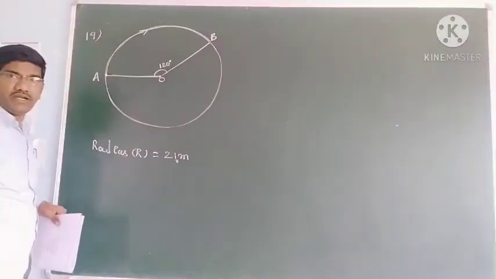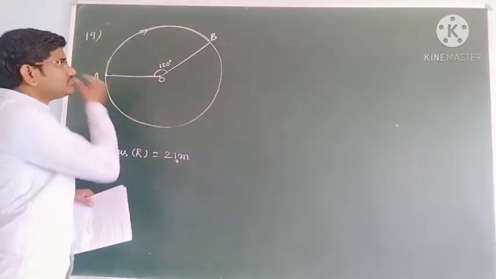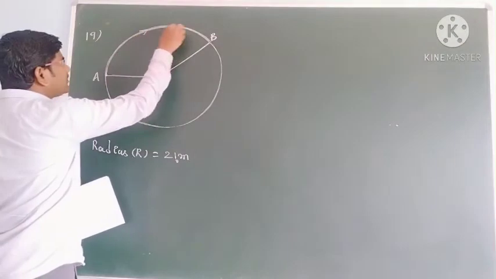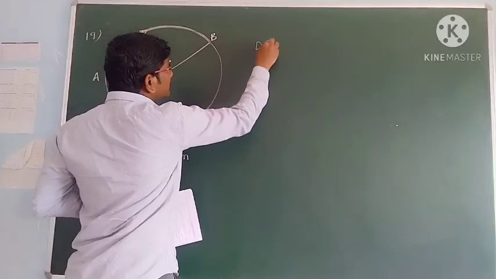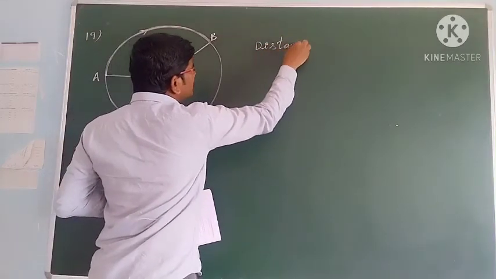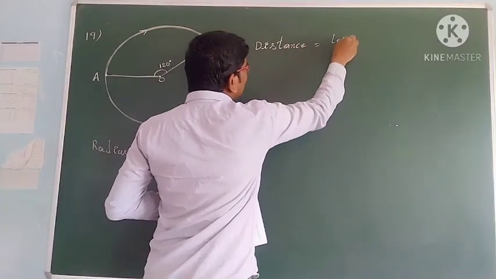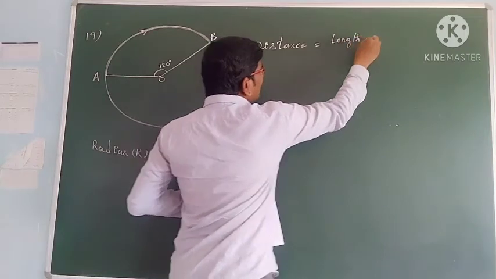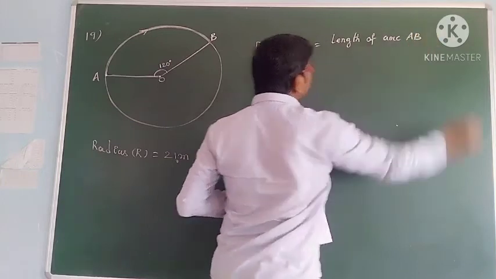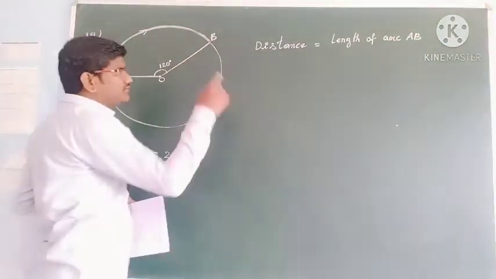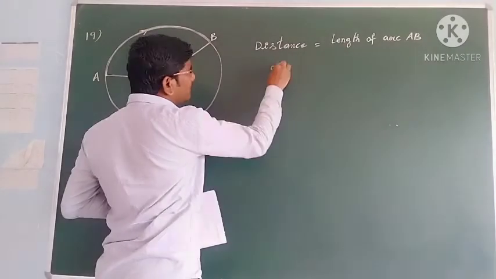So radius is given. Now you have to find the distance and the displacement. Distance means the length of the arc AB. So what do we have to find, students? Distance. Distance is equal to the length of arc AB. And for this we have the formula for arc length.